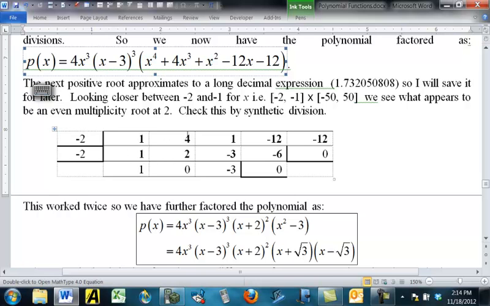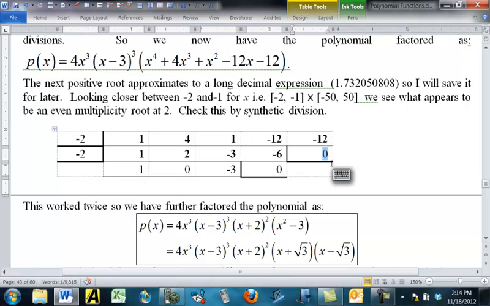Negative 2 times 1 is negative 2 plus 4 is 2. Negative 4 plus 1 is negative 3. And so forth. We get a zero remainder. Then do it again, another zero remainder. And now this is our final depressed polynomial, x squared minus 3, which we can easily factor as x plus the square root of 3 and x minus the square root of 3.